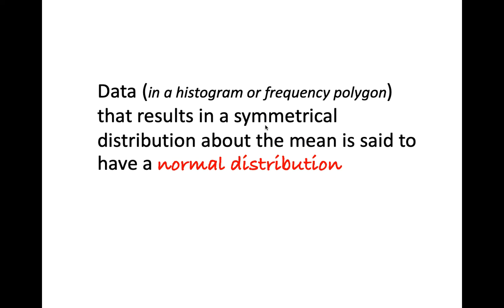So it all boils down to the following: data in a histogram or a frequency polygon that results in a symmetrical distribution about the mean is said to have a normal distribution.